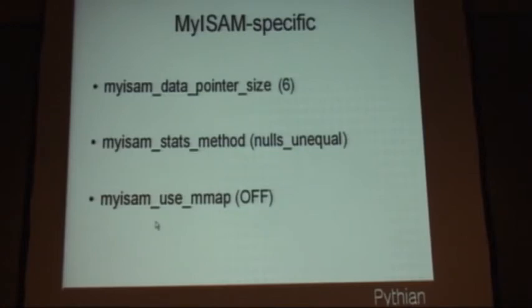Do I know why MyISAM is defaulting to nulls unequal instead of nulls equal? I'm not really sure. I would think it would make more sense to lump all the nulls together, because you're either going to search for is null, or you're not going to search for is not null. And nulls ignored would probably be even worse for you if you're searching for a null value, because then it would have to do a full table scan. Whereas, it would have to go to X number, then it goes to X indexes to find that.